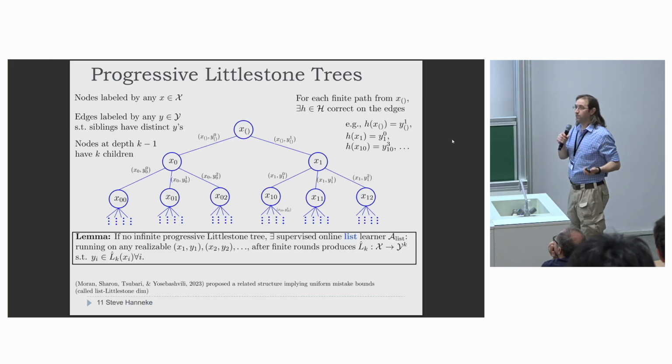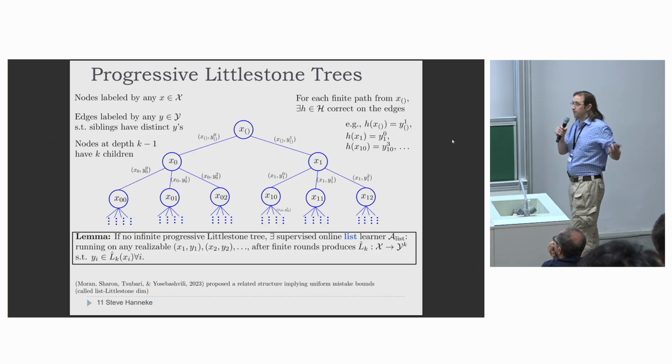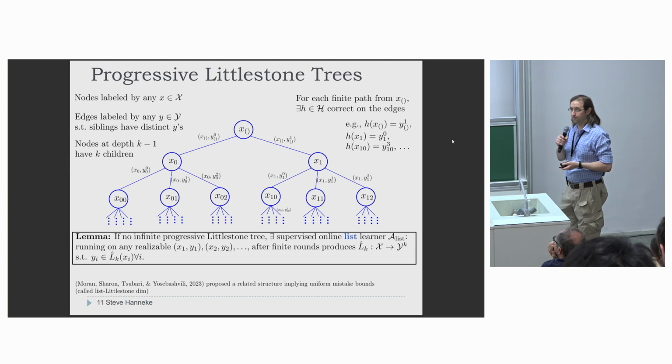So think of this as a way of, maybe we started from an infinite label space, but this list predictor gives us a way to boil down to a finite label space.